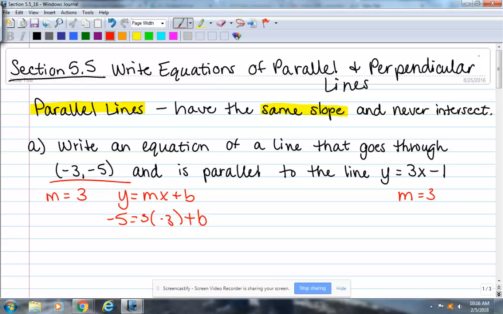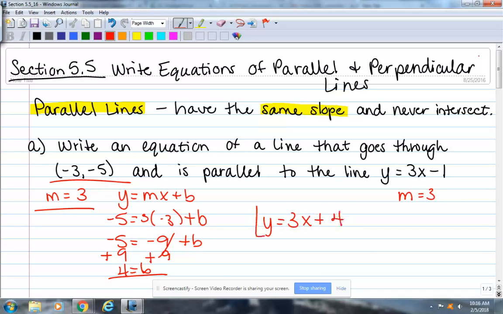And what's 3 times -3? So -5 equals -9 plus b. I add the 9 to both sides, and b equals what, y'all? 4. So I've got m, and I've got b. So what's the equation of my line? y equals 3x plus 4.